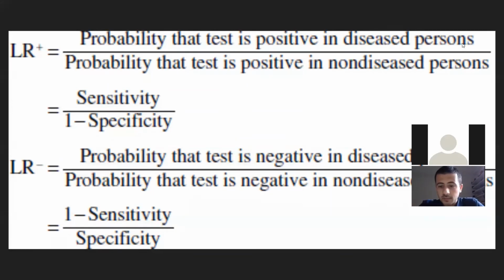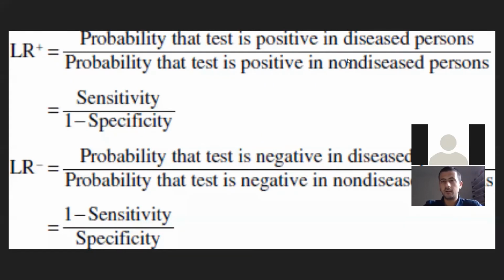What does it mean? If you have the disease, if you have the test positive, you need to understand that the probability in those with the disease and the probability in those without the disease, if that ratio is high, then the sensitivity, I can understand it more. Okay, right?